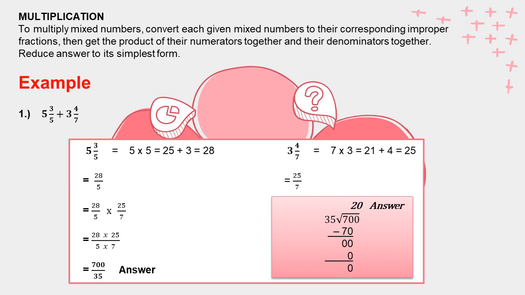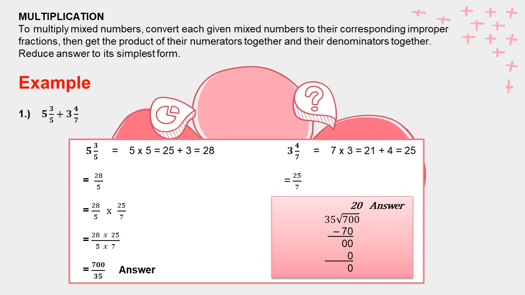And then for 3 and 4/7, so, i-multiply po natin sila. So, 7 times 3 is equal 21. And i-add natin si 21 kay 4. Ngayon ay magiging 25 na po siya. And now, 25/7, dahil si 7 ay kinopya lang natin bilang denominator. So, eto na po ngayon ang ating mixed numbers, 28/5 times 25/7. So, since fraction na siya, susundin natin yung mga basic steps po natin in multiplying fraction.